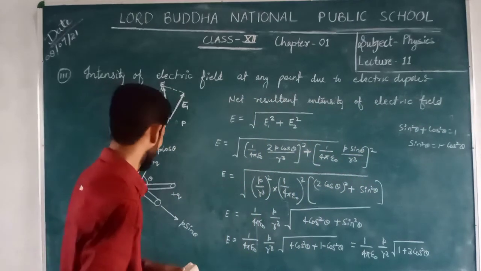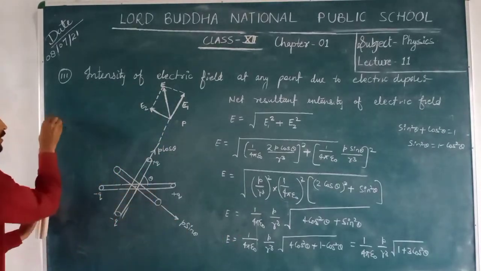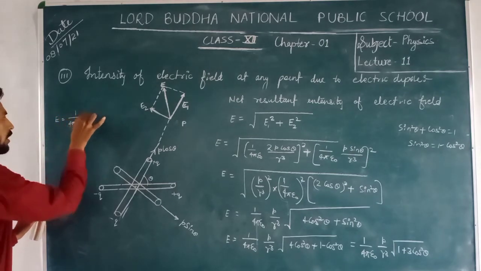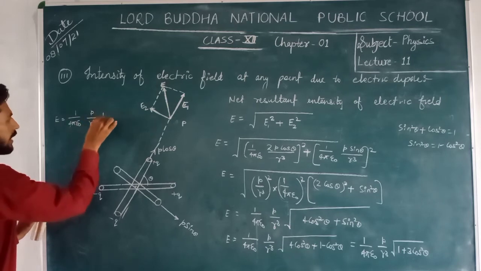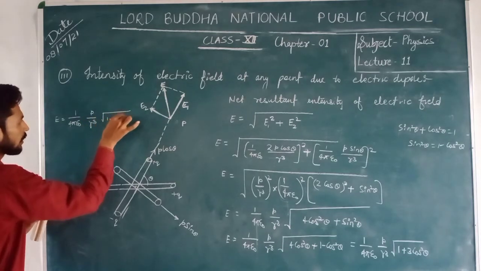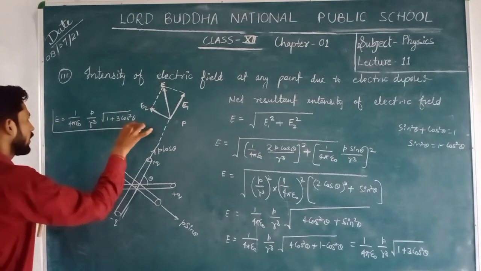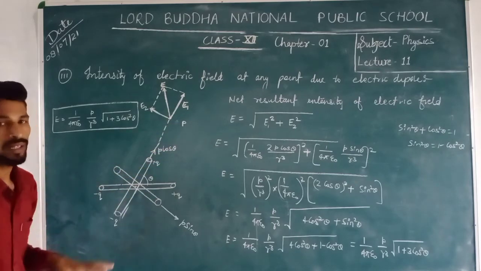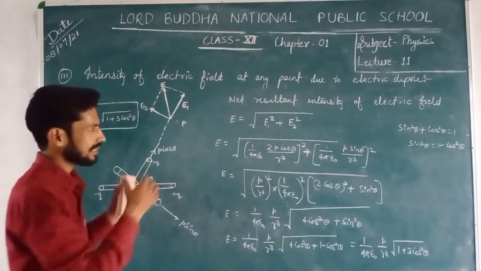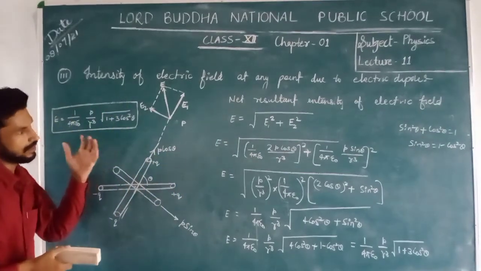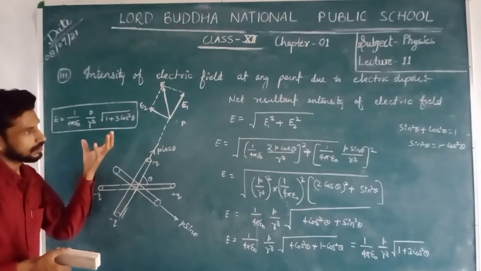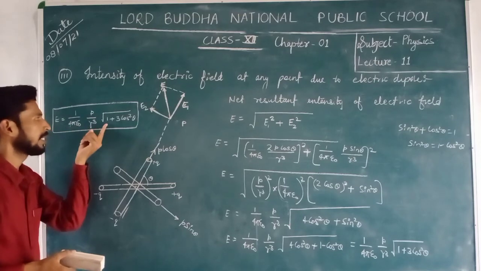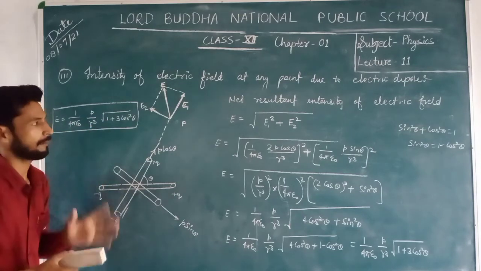Now this is the final equation. So the answer is equals to 1 upon 4 pi epsilon naught p upon r cube in the square root 1 plus 3 cos square theta. That is the net intensity of electric field at the point P at any point around the electric dipole. So this is the way to express these terms, that is E equals to 1 upon 4 pi epsilon naught p upon r cube in the square root 1 plus 3 cos square theta.